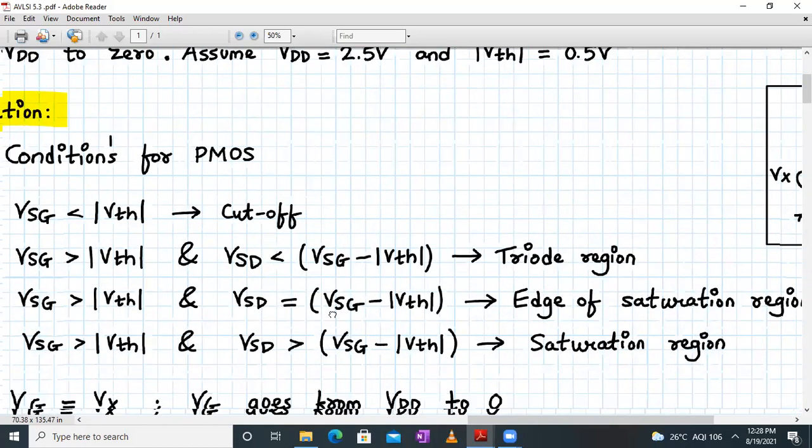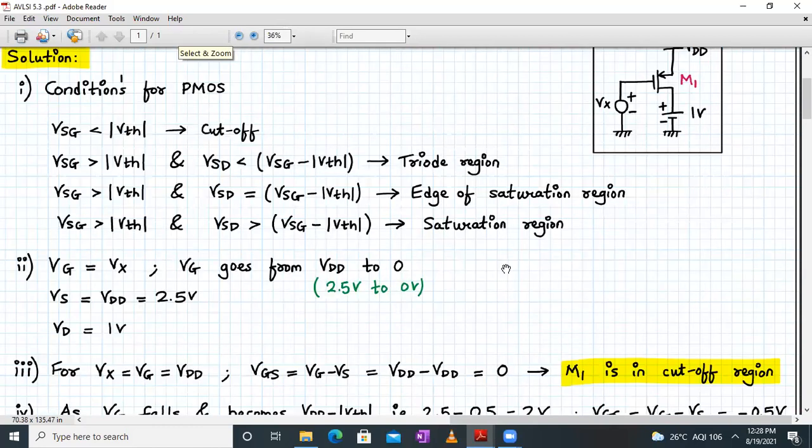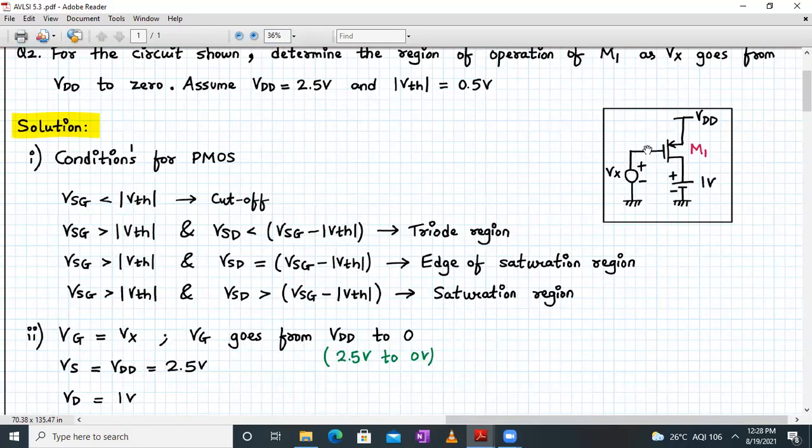So now let us start. From our analysis, what is my gate voltage VG over here? Gate voltage is nothing but my Vx voltage, right? So when we say Vx is going from VDD to 0, we say that Vg is going from VDD to 0. Agree? Because Vg and Vx are the same. That means Vg is going from 2.5 volt to 0 volt.